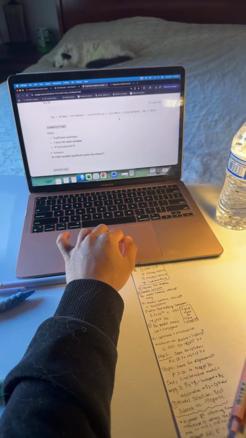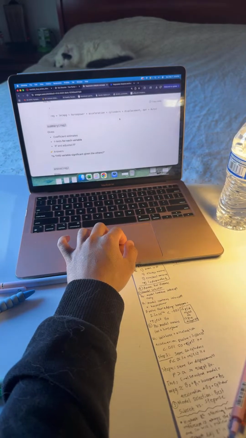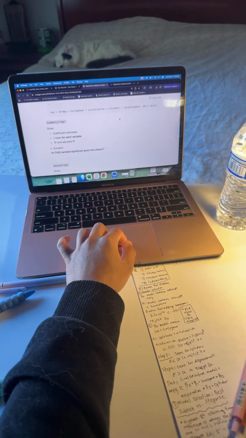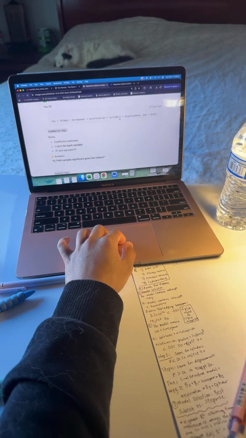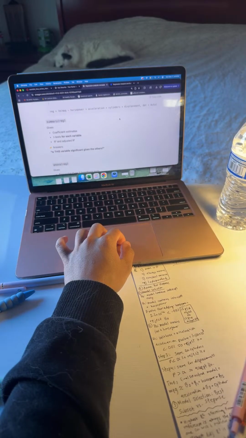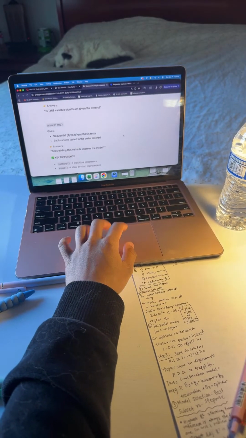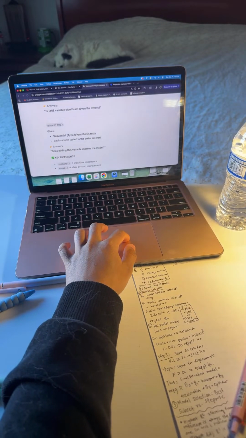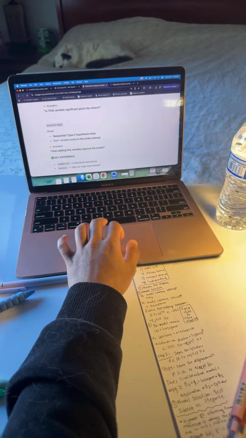Summary gives coefficient estimates, t-test for each variable, R squared, and adjusted R squared. Is this variable significant given the others? ANOVA: sequential type 1 hypothesis test, for each variable it tests whether adding the variable improves the model.